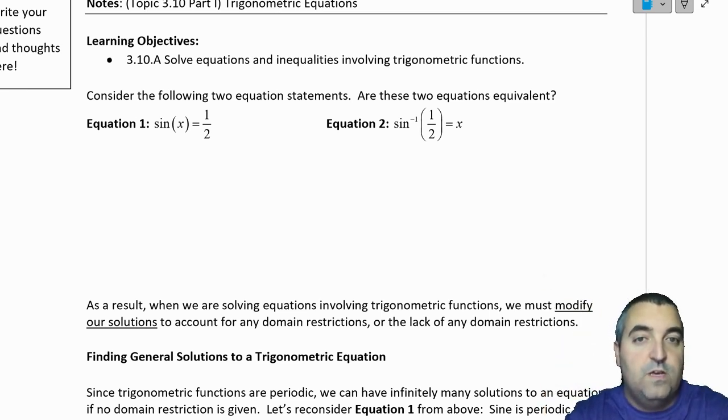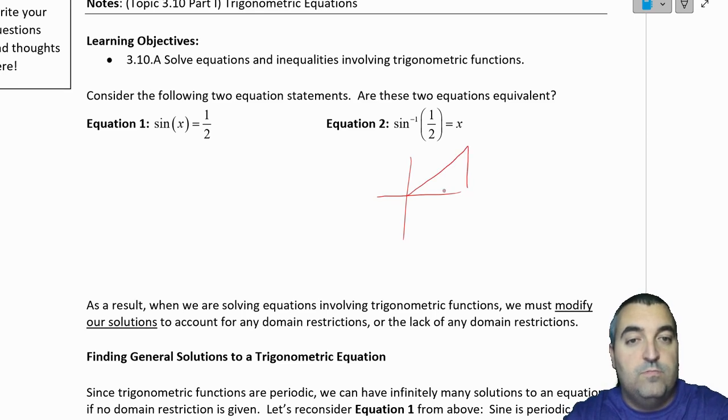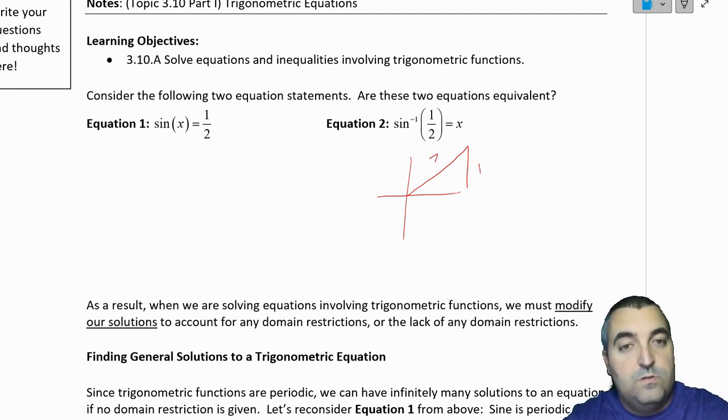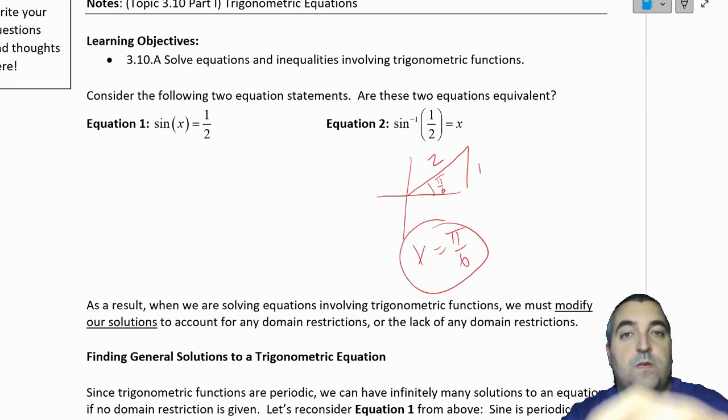So if you say sine inverse of 1/2 equals x and you want to solve for x, we're going to say, okay, it's in quadrant 1 because it's a positive sine, opposite over hypotenuse, so 1/2. And this angle that would give it to us is pi/6. So we get this one lovely answer.